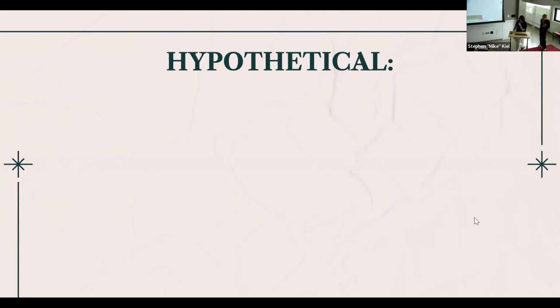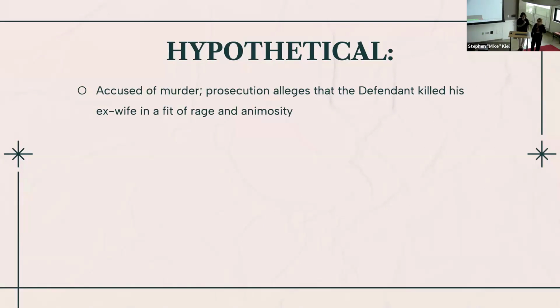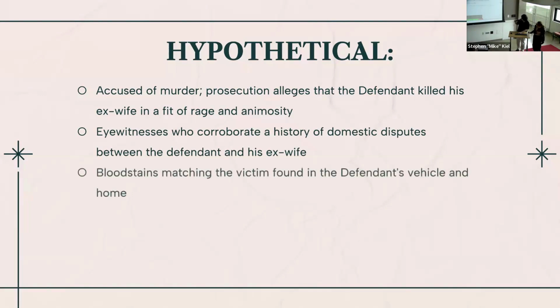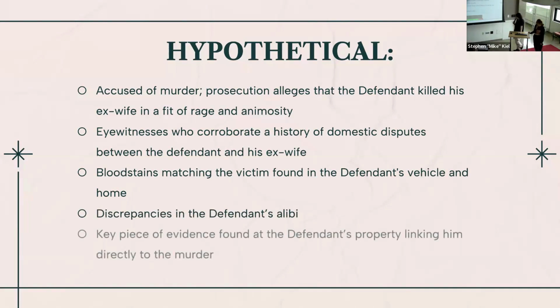So, given this information about a hypothetical criminal, let's say you're a juror on the trial. Someone's accused of murder, and the prosecution alleges that the defendant killed his ex-wife in a fit of rage. Eyewitnesses corroborate a history of domestic disputes, bloodstains matching the victim were found in the defendant's vehicle and home, there are discrepancies in their alibi, and a key piece of evidence was found in the defendant's property linking him directly to the crime. Who here would vote this person guilty?